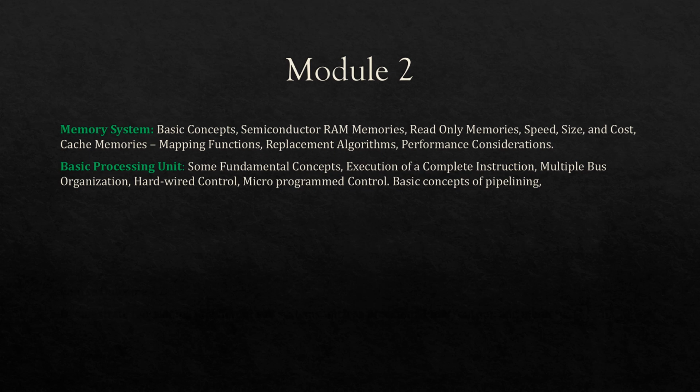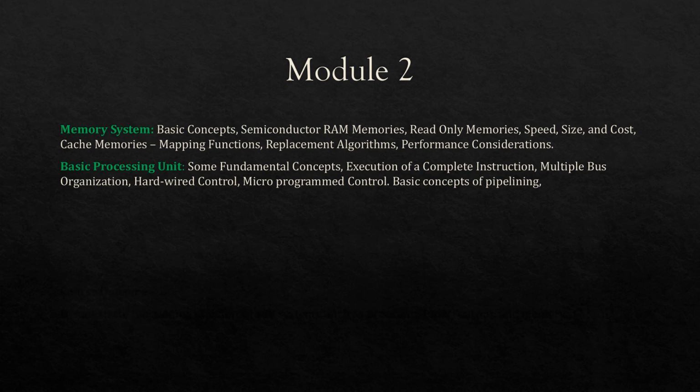Next, going to Module 2, we'll be discussing the memory system, the basic concepts of memory, what are the different types of memories, and how do you design semiconductor RAM memories, different types of memories like read-only memories, cache memories, how do you decide the parameters for the memories like speed, size and cost, different mapping functions for the cache memories, replacement algorithms and performance considerations.